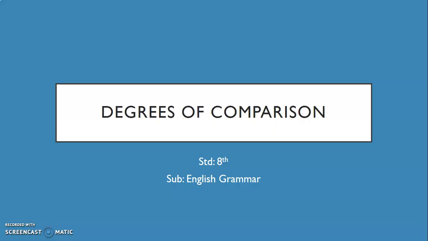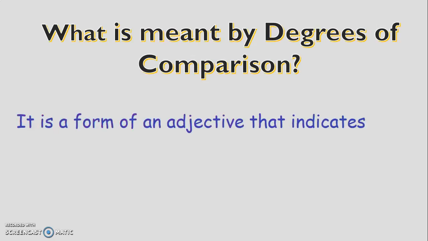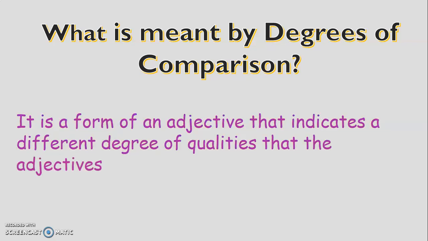Topic: Degrees of comparison. What is meant by degrees of comparison? It is a form of an adjective that indicates a different degree of qualities that the adjective denotes. So before knowing more about the degrees of comparison, let us first revise what is an adjective, which will help us to understand more about degrees of comparison.